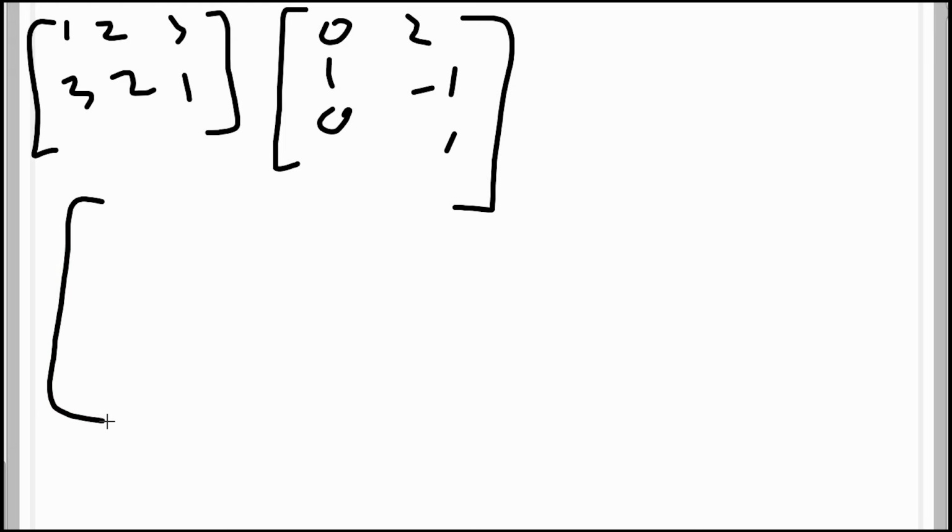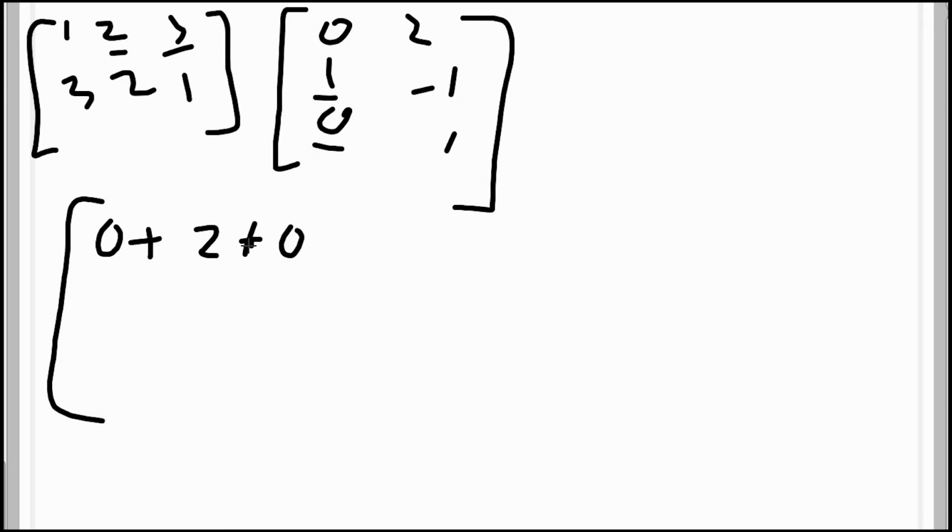So for the first one, that's this particular point, we have 1 times 0, which is 0, plus 2 times 1, which is 2, plus 3 times 0, which is 0.